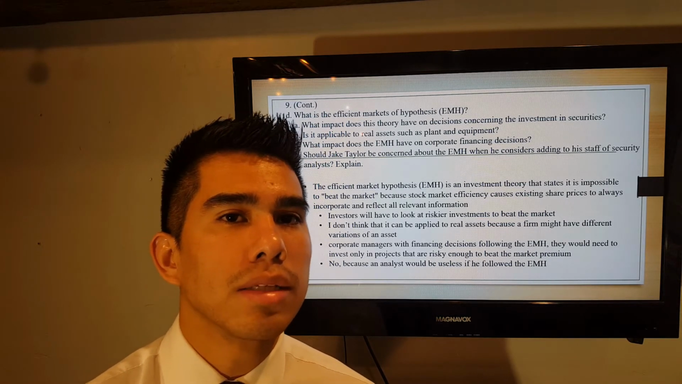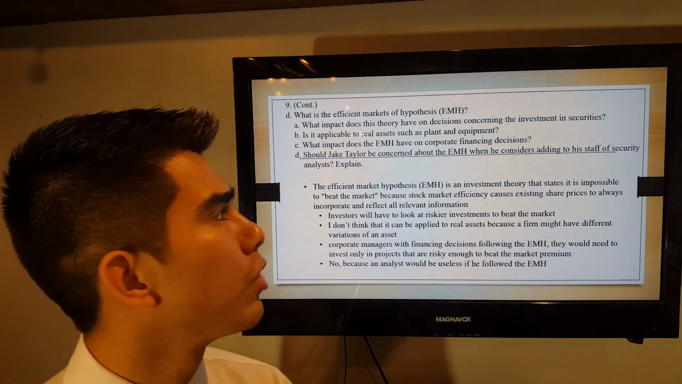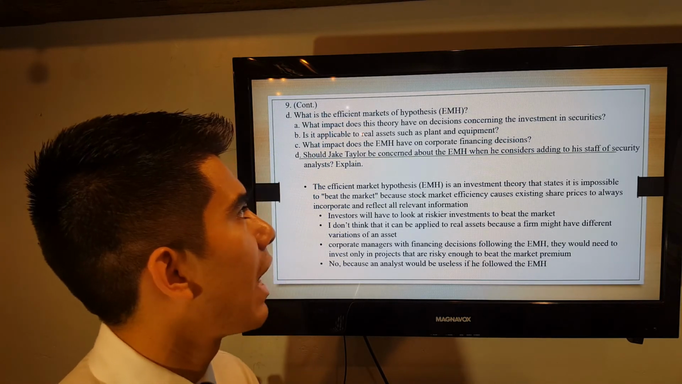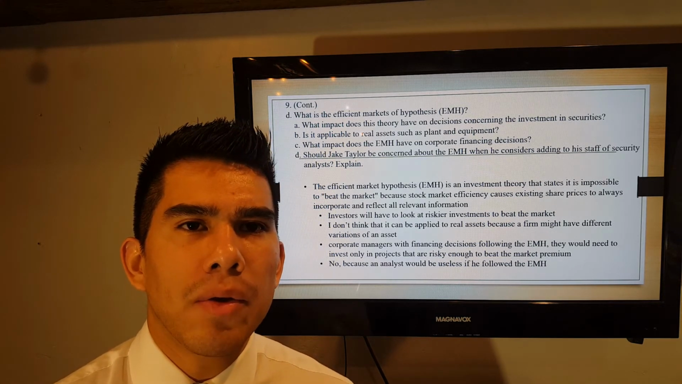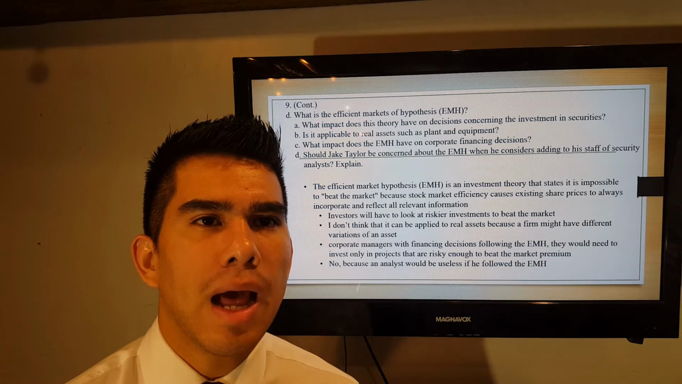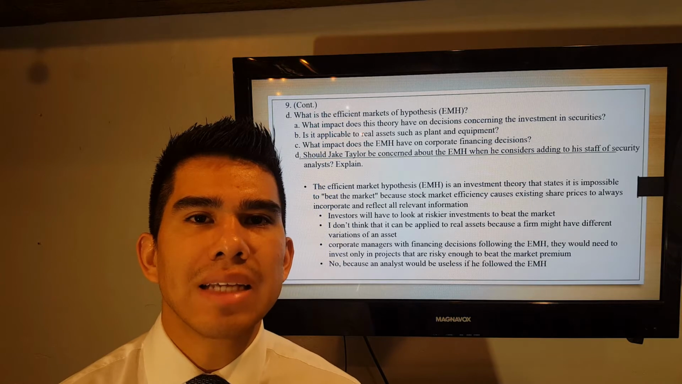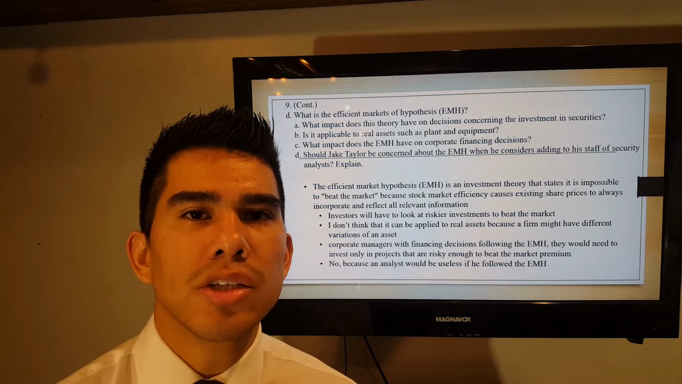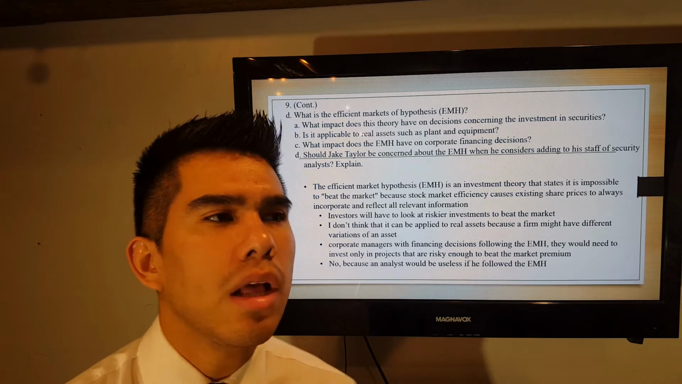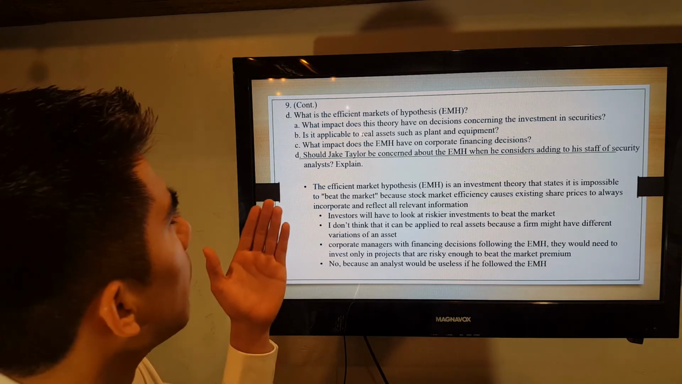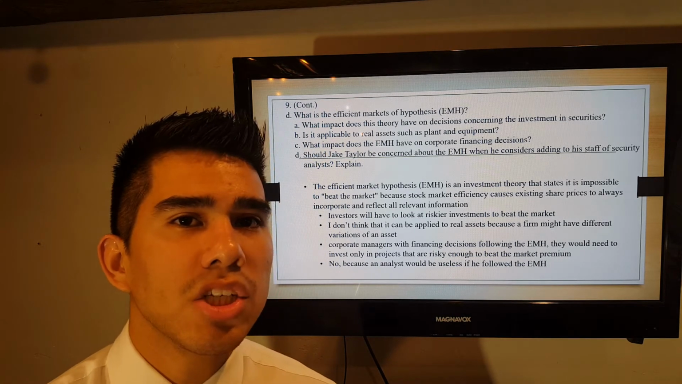The second question asks, is it applicable to real assets such as plant and equipment? Well, I couldn't research anything about it, but in my opinion, I would say it isn't applicable because a lot of assets have a lot of variation, so it would be very hard for it to be applicable in that sense. The third question asks, what impact does EMH have on corporate financing decisions?